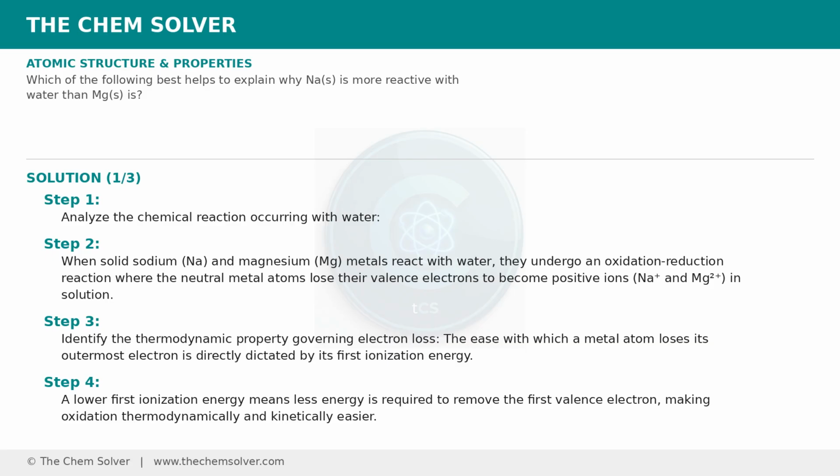The ease with which a metal atom loses its outermost electron is directly dictated by its first ionization energy. A lower first ionization energy means less energy is required to remove the first valence electron, making oxidation thermodynamically and kinetically easier.